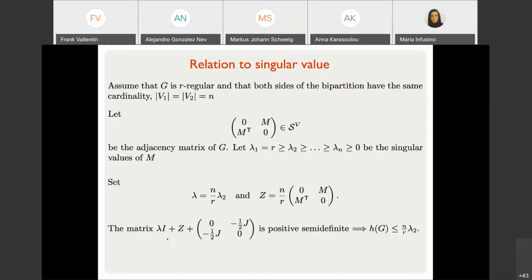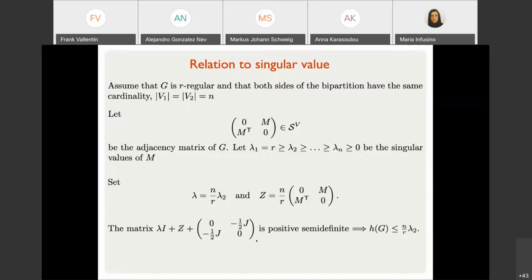Maybe I don't want to discuss too much about this. So the thing is, first of all, that the largest eigenvalue of Z is equal to lambda 1, and the smallest eigenvalue of Z is equal to minus lambda 1. By this appropriate normalization, the corresponding eigenvector, which is basically the all-one eigenvector, lies in the kernel of this matrix. Because you choose lambda so big that it's related to lambda 2, you make sure that all the other eigenvalues are non-negative. So it's easy to see that this matrix here is positive semi-definite.